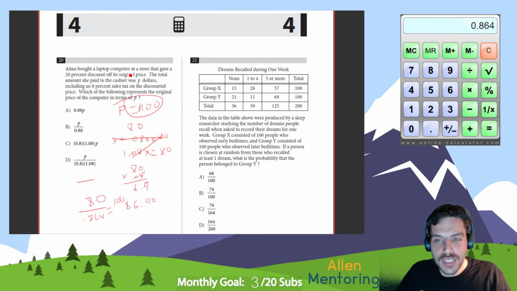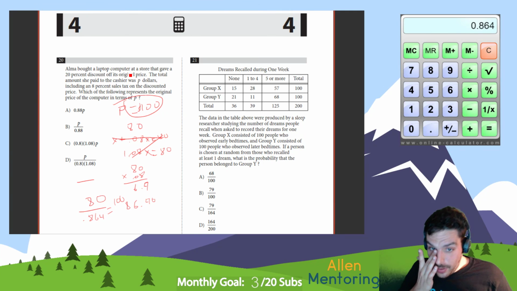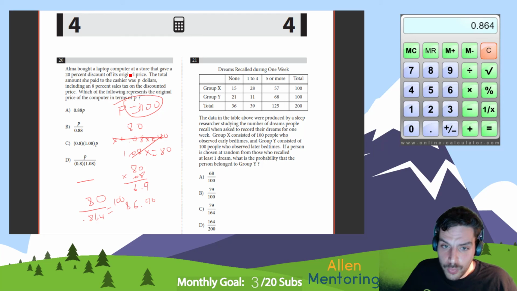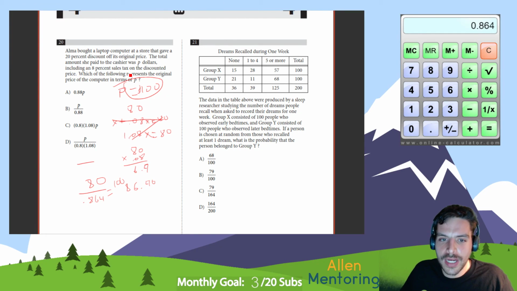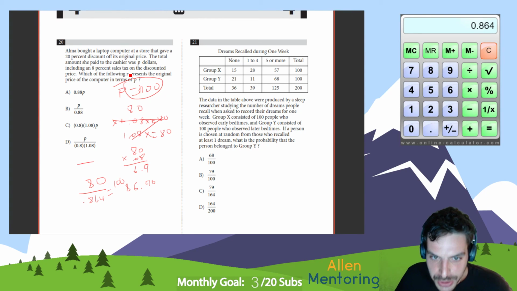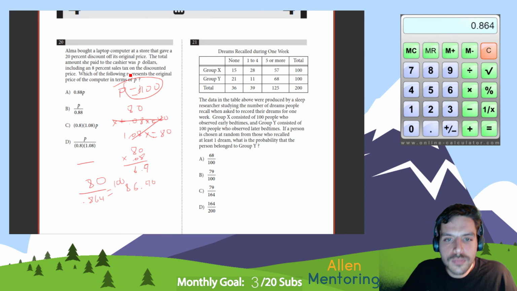Okay, let's move on. Number 21. The data in the table above were produced by a sleep researcher studying the number of dreams people recall when asked to record their dreams for 1 week. Group X consisted of 100 people who observed early bedtimes, and Group Y consisted of 100 people who observed later bedtimes. If a person is chosen at random from those who recalled at least one dream, what is the probability that the person belonged to Group Y?